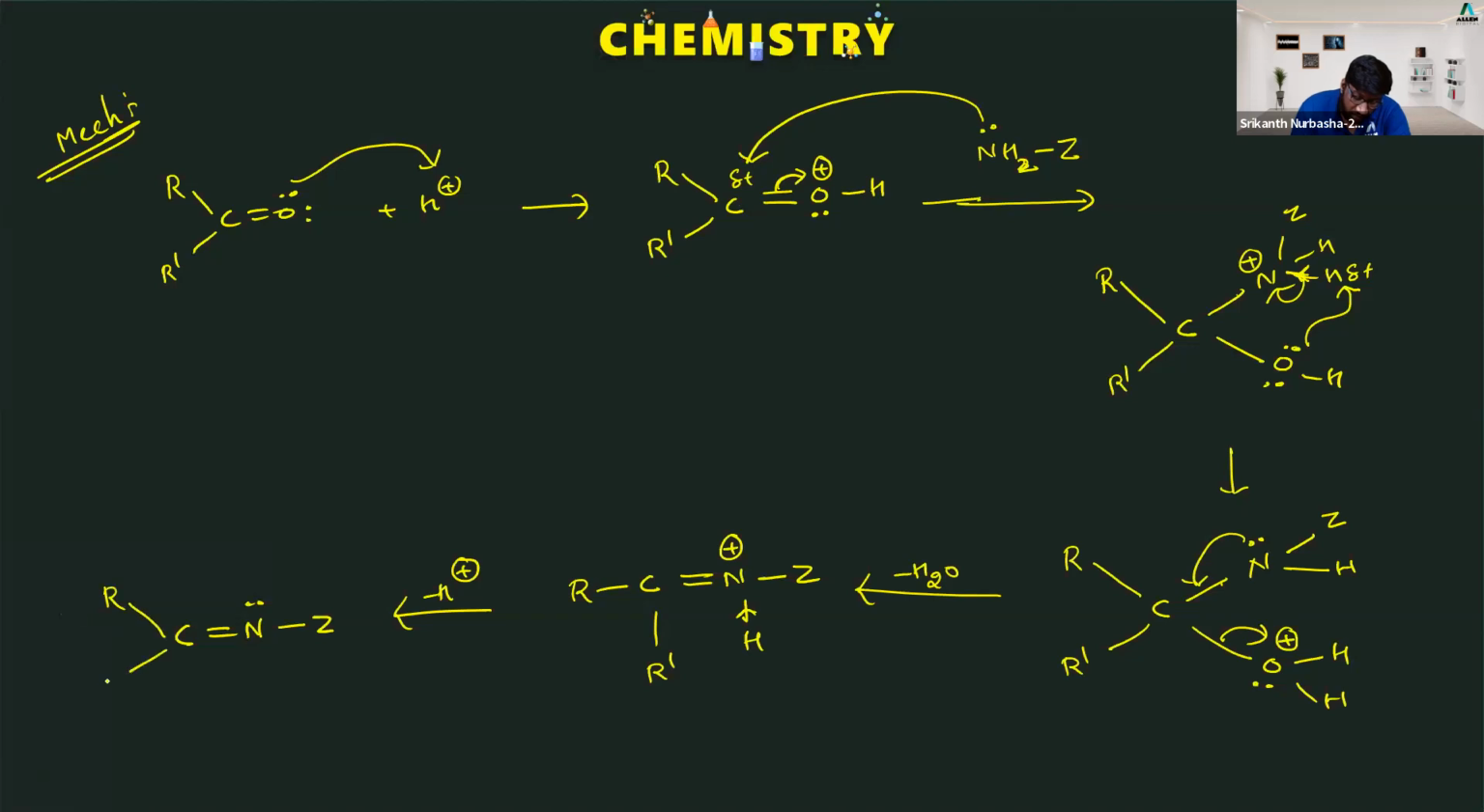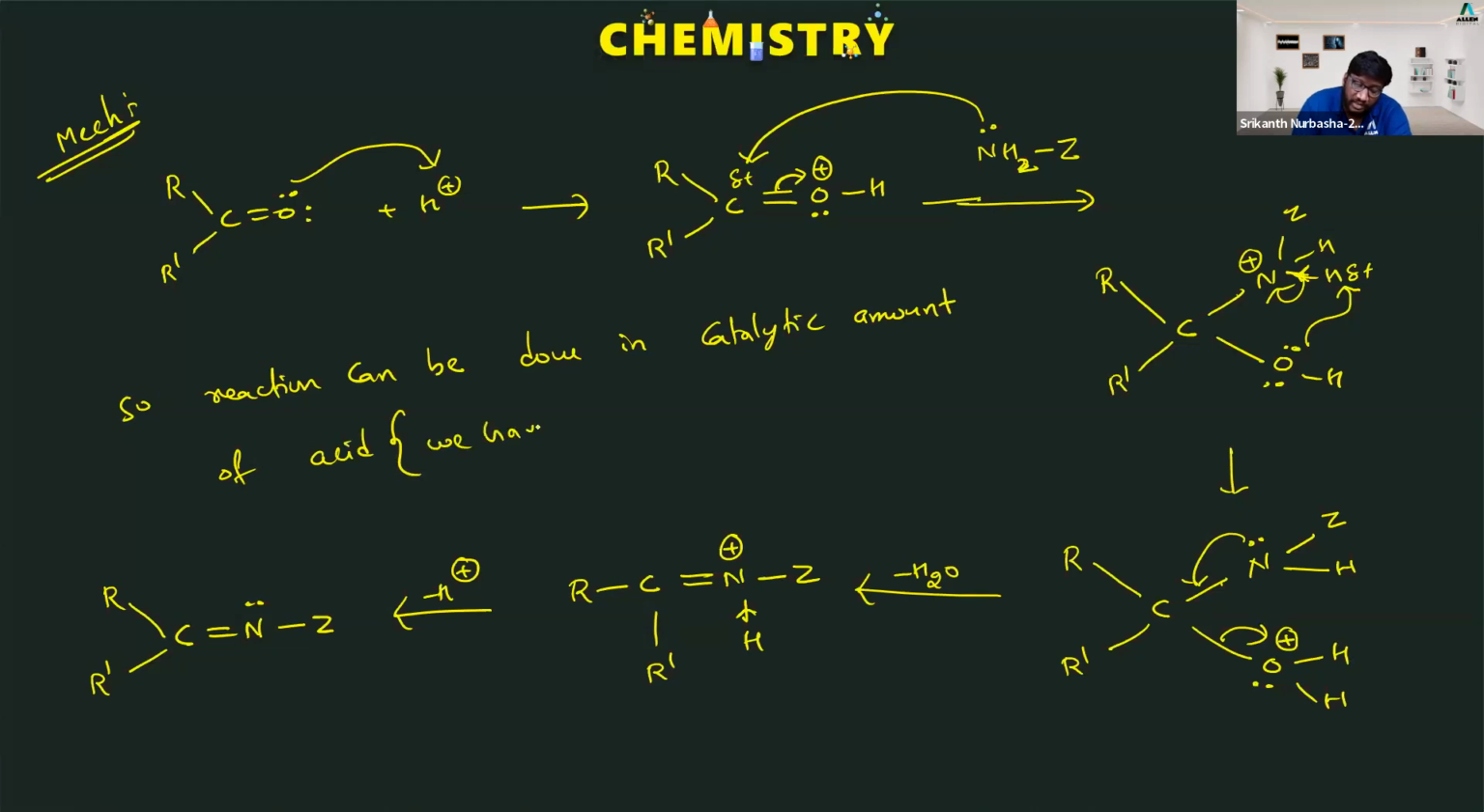R, C, R dash, C double bond N. Nitrogen has a lone pair, N-Z bond as it is. So loss of H plus. Whatever H plus we have taken, the reaction can be done in a catalytic amount of acid, and we have to maintain a weakly acidic medium.